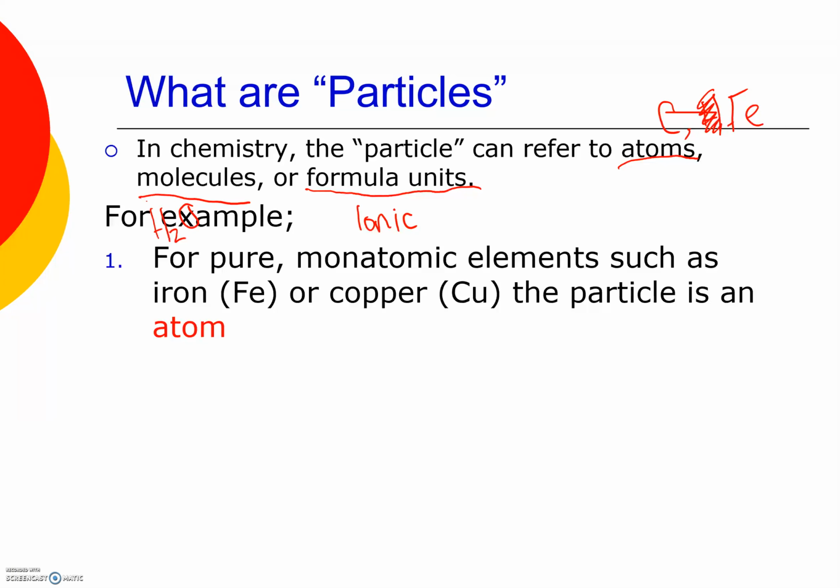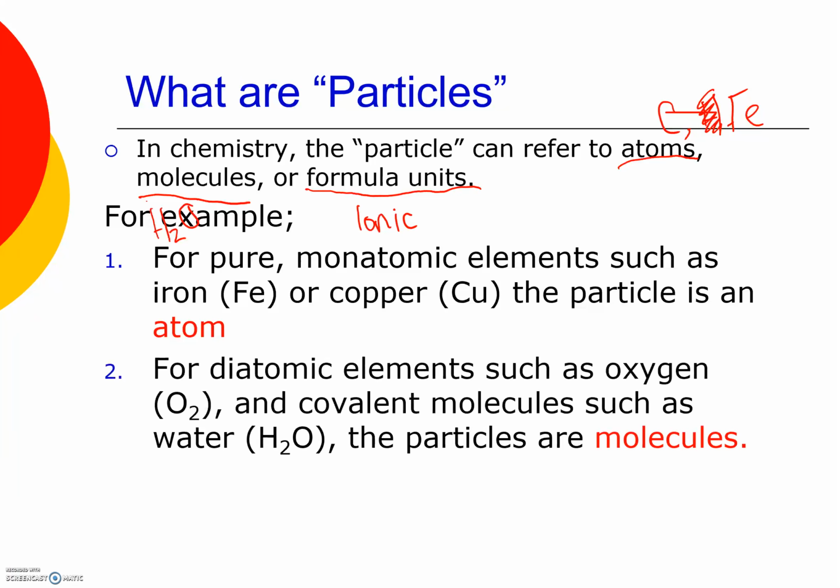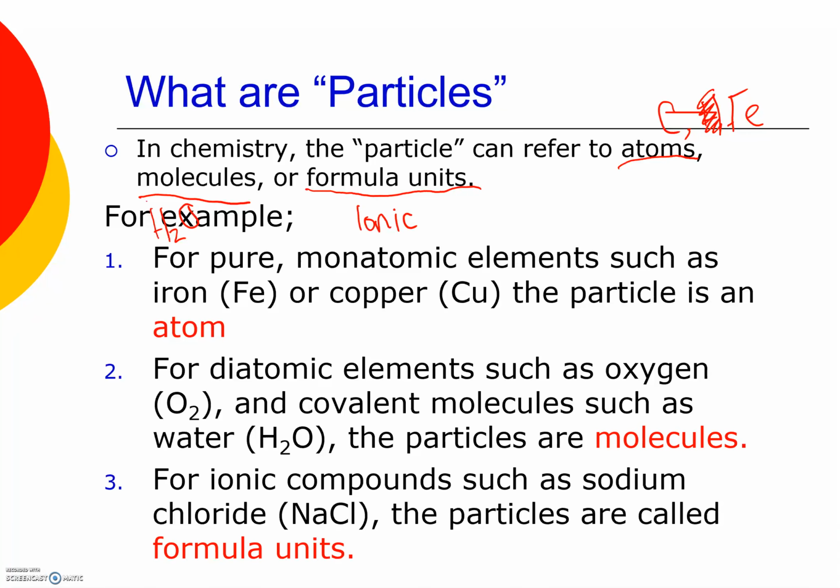For pure monatomic elements such as iron or copper, the particle is an atom. For diatomic elements such as oxygen and covalent molecules, so these are things that are covalent, we refer to them as molecules. And anything that's ionic, we refer to the positive and negative ions and how they combine together as a formula unit.